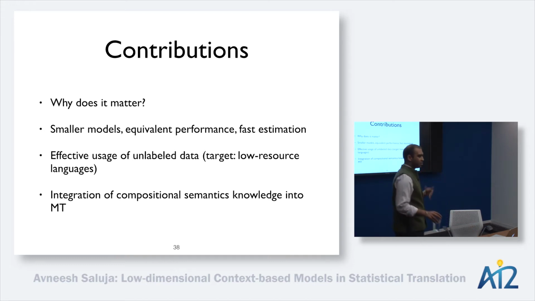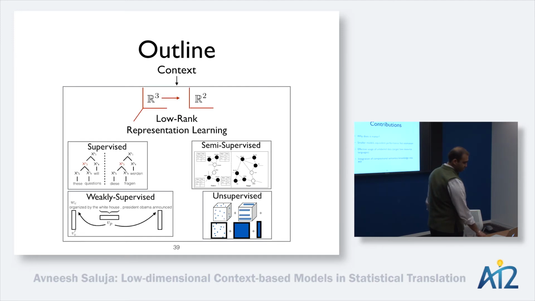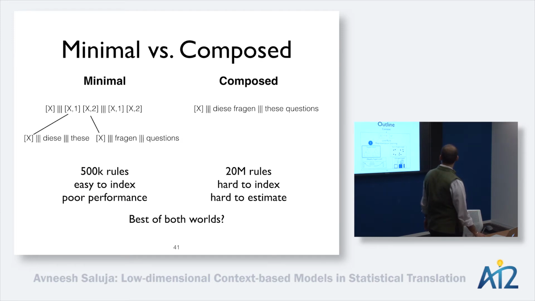So outside of all the theoretical contributions and so on, I just also wanted to briefly say why this all matters. We have smaller models with faster estimation. We can effectively use unlabeled data, as I'll show in the graph-based case. And also, as far as I understand, we've also done an initial effort at integrating some of this compositional semantics knowledge into MT.